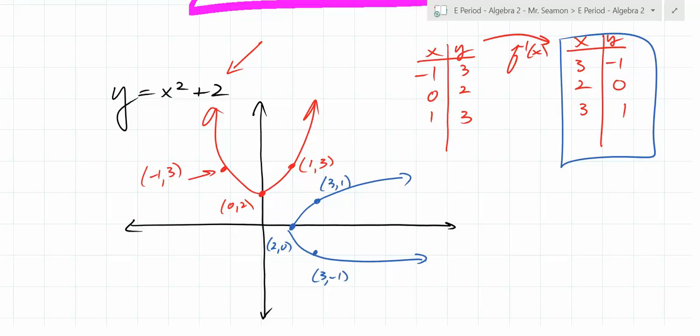Is the blue a function? No, the blue is not a function. Why not? It doesn't pass the vertical line test. What happens to a horizontal line when you flip it? What does it become?